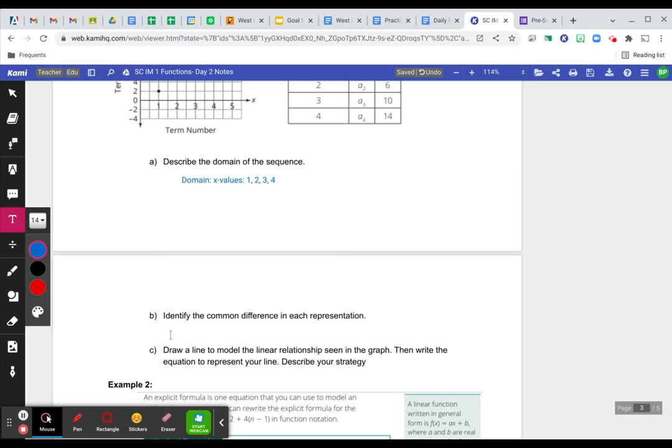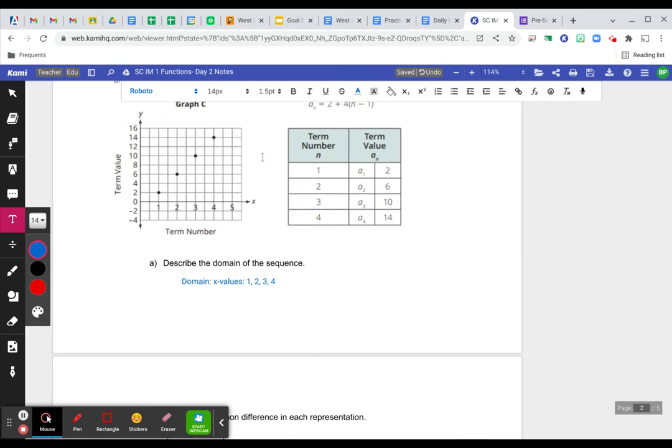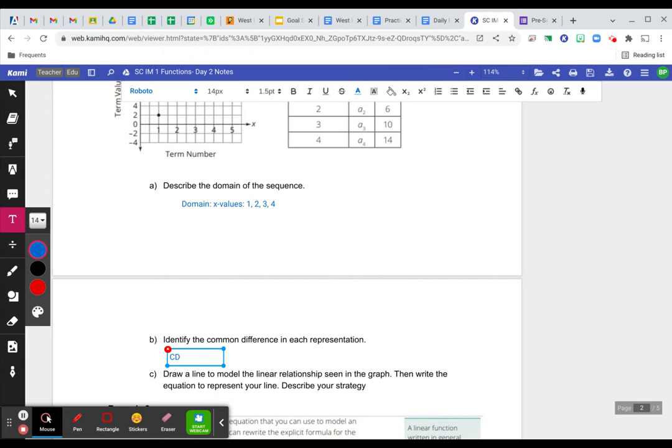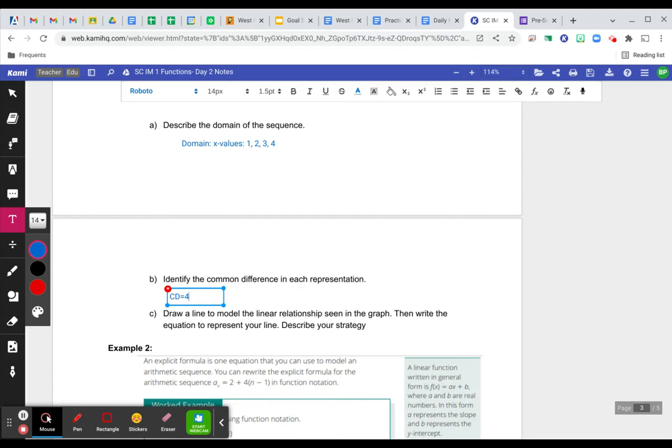Now, identify the common difference. Easy enough. We can just look at, okay, what are we adding to get from one term to the next here? 2, 6, 10, 14. So it appears that our common difference is equal to 4. We're just adding 4 each time. And C asks us to draw a line to model the linear relationship seen on the graph.